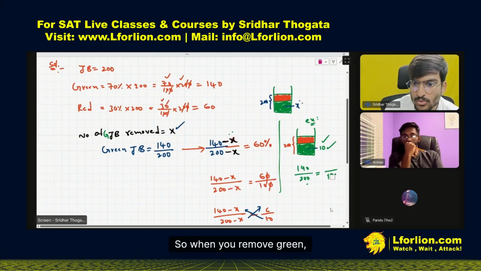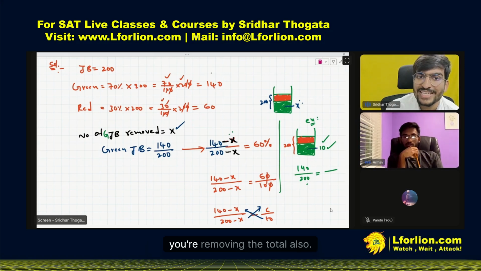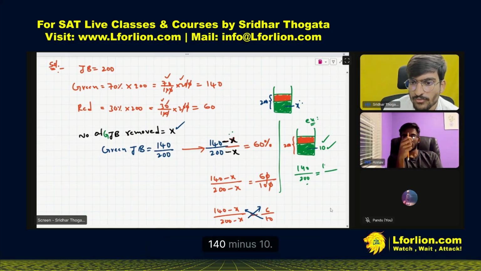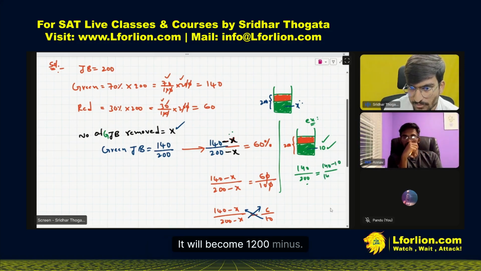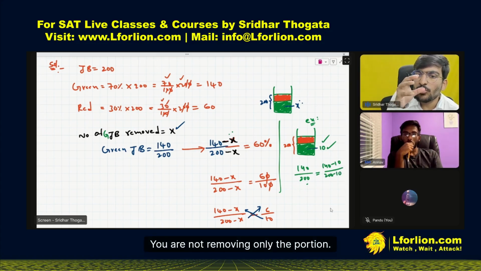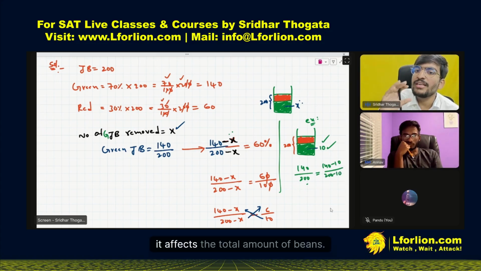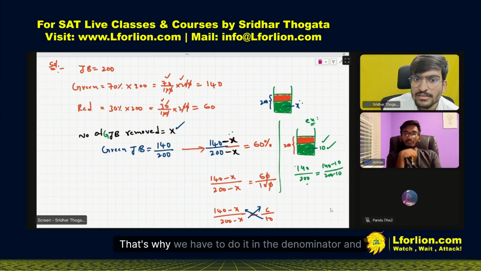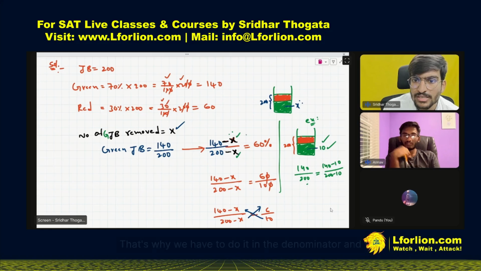So when you remove green, you're not only removing the green, you're removing the total also. 140 minus 10, and it will become 200 minus 10 in the total. You're not removing only the portion. If you remove the portion, it affects the total amount of jelly beans. That's why we have to do it in the denominator and numerator.